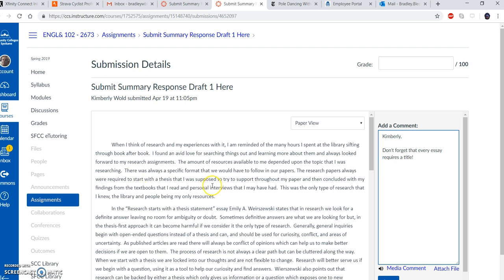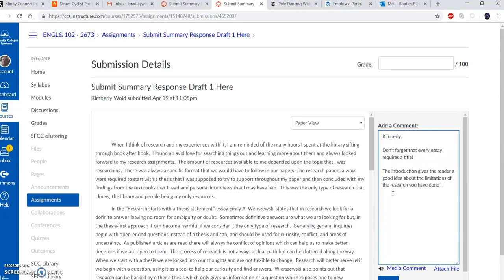There was always a specific format we'd have to follow in our papers. The research papers always were required to start with a thesis that I was supposed to try to support throughout the paper, and then concluded with my findings from the textbooks that I read and personal interviews that I may have had. This was the only type of research I knew, with the library people and people being my only resources.